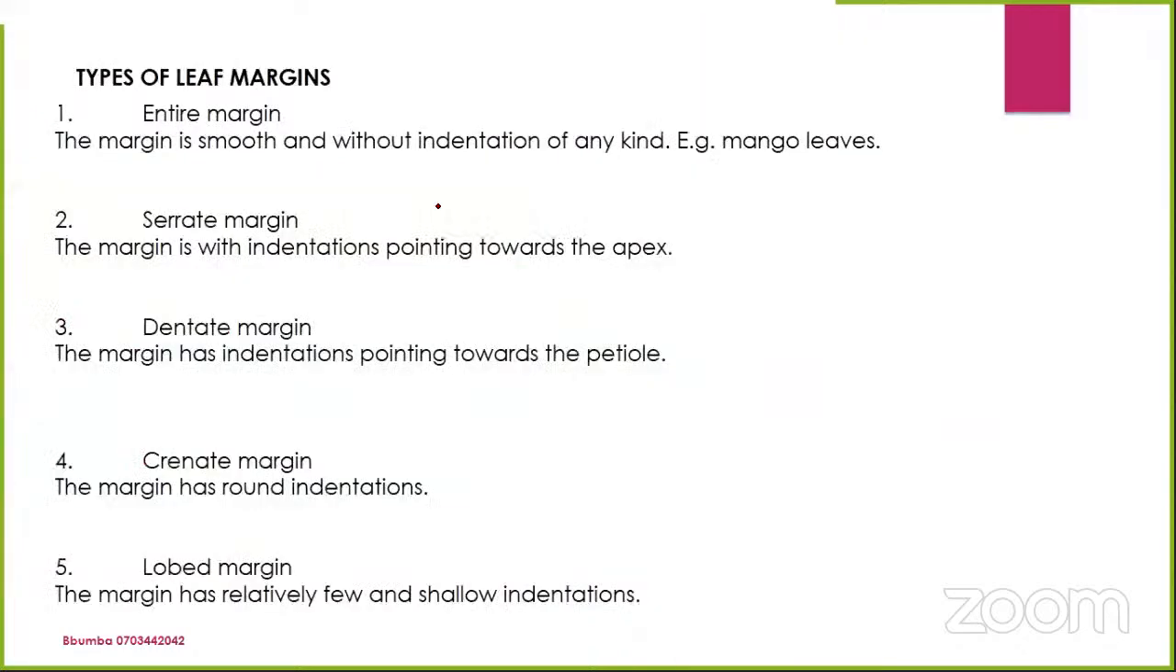Now let me look at leaf margin. Think of a leaf like that. Now this is its margin. That is the end where the leaf surface ends. And we have different types of leaf margins. The first one is an entire margin. Here the margin is smooth without indentations of any kind. For example, in the mango leaf, what I've just drawn here is an entire margin because it's just a smooth margin.